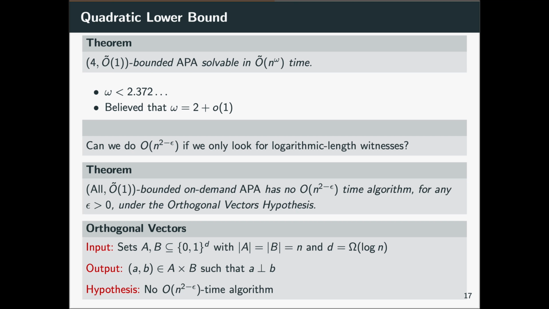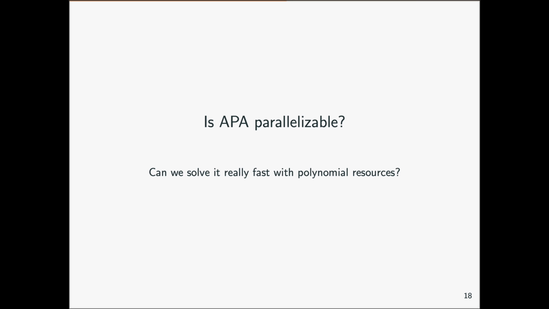For context, the problem of orthogonal vectors is a simple problem where we are given two sets of d-dimensional binary vectors, and the task is to find a pair of vectors in the two sets that is orthogonal. The problem has a simple quadratic solution, and it is believed that no truly subquadratic bound holds when the dimension is high enough. Now, in the paper, we show that a subquadratic solution to the on-demand Andersen's analysis with logarithmically bounded witnesses would imply a subquadratic solution to orthogonal vectors, and thus Andersen's analysis is at least as hard as orthogonal vectors. Our results so far characterize the fine-grained complexity of Andersen's analysis.